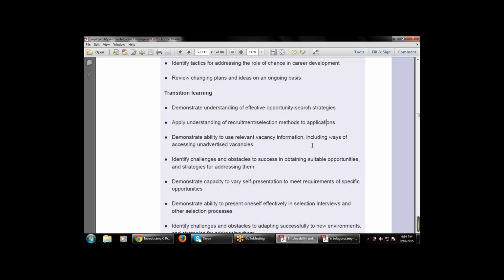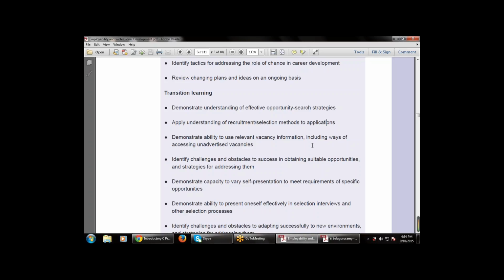The next is to demonstrate the ability to present oneself. So there will be a demonstration, there will be a presentation. That is one of the skills used to present oneself effectively in selection interviews. So one should be presentable in the selection interviews and the other selection processes. That is also a part of career development, and the other selection processes are also used for the selection criteria.